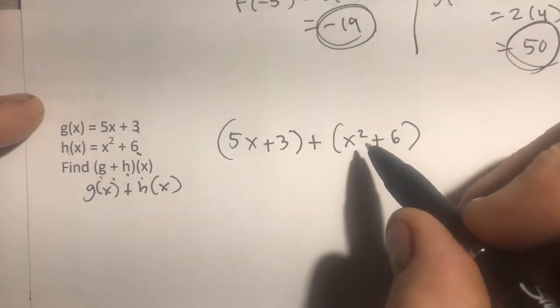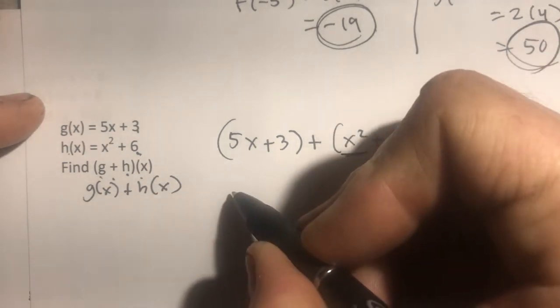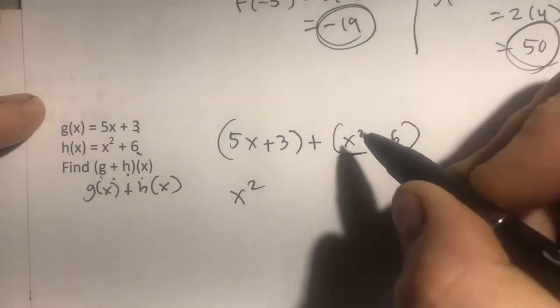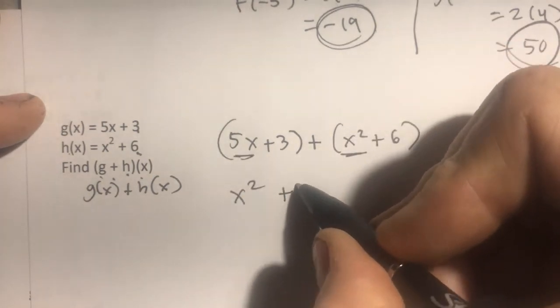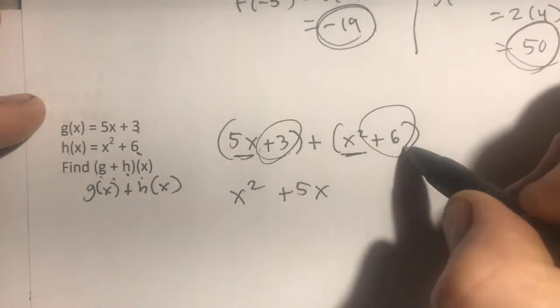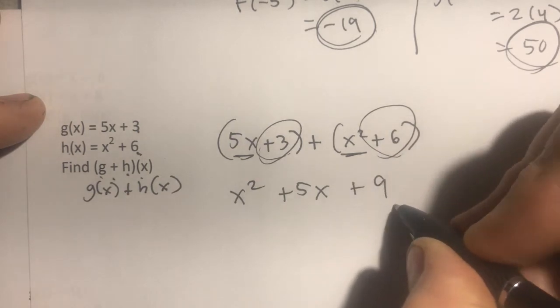I'm just going to add them together. So add my like terms. Well, start with the highest power. There's x squared. Then go to my x term. Well, there's only one of those. And then my constants, well, these two go together. So 3 plus 6 would be 9. So there you go. There's my answer.